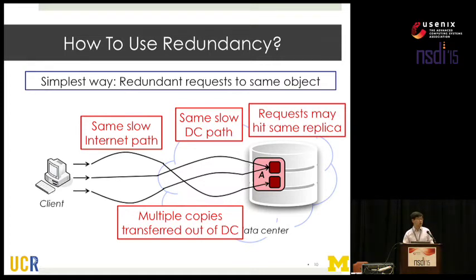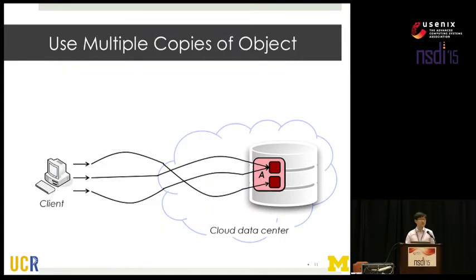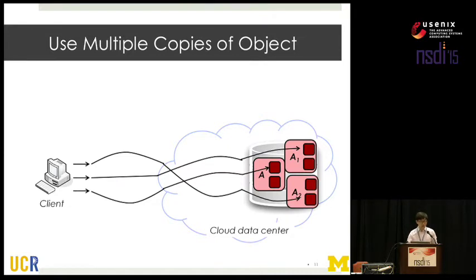So next, let me talk about how to address some of these issues. First, let's look at the issue of requests hitting the same replica. Our idea to avoid requests hitting the same replica is to explicitly create multiple copies of objects inside the storage system and use different copies to serve different requests. So now we're guaranteed that different requests will hit different replicas.